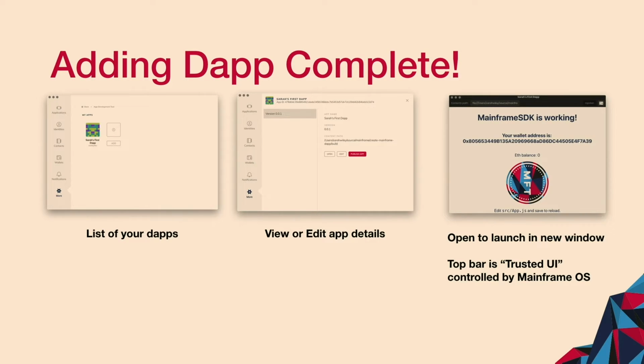And that's where you can launch it. Now, launching a DApp from inside Mainframe OS means you're in a kind of sandbox environment. It does open a separate window, but Mainframe OS controls the window and controls what we call the trusted UI, a section at the top of the window where we can display these permissions, and we can display any UI that's triggered by SDK calls.